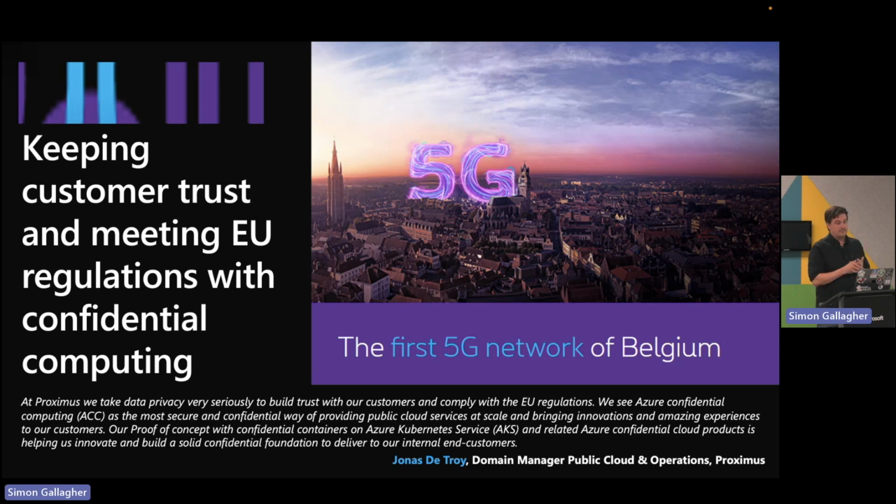So Proximus, whose logo got dropped off this for some reason, is a Belgian ISP, a 5G network carrier. They have a lot of obligations to meet under GDPR. They're looking to confidential compute and are using AKS as a way of demonstrating that they're able to segregate people's data from a US-owned cloud provider, but have it processed in region with them in control of the data that's held within it.